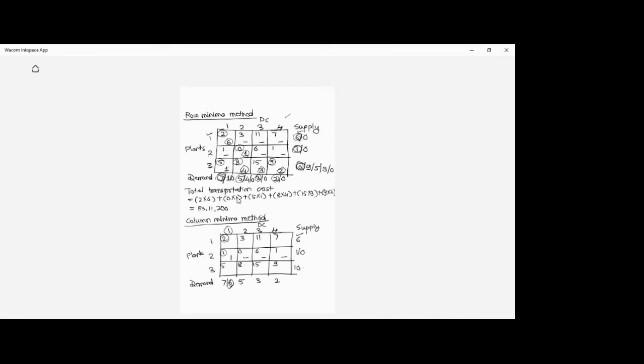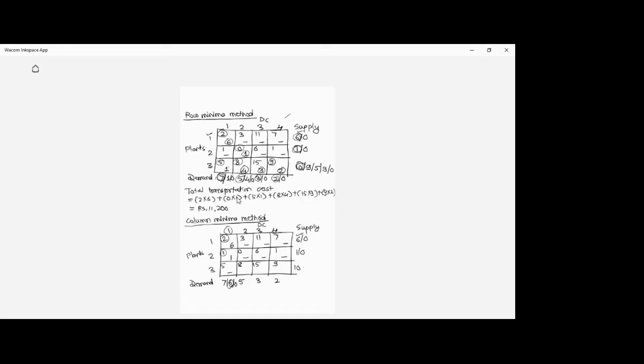So the value that I will be allocating in this particular cell can be 6. When I put value 6 here, I'm satisfying the supply limit, and I'm also satisfying the demand here, right? So I'll have to put a dash here because the demand has got satisfied, and here also I'll have to put a dash because the supply has got exhausted. So we'll have to work both ways. I'll have to consider the supply constraint and the demand constraint.